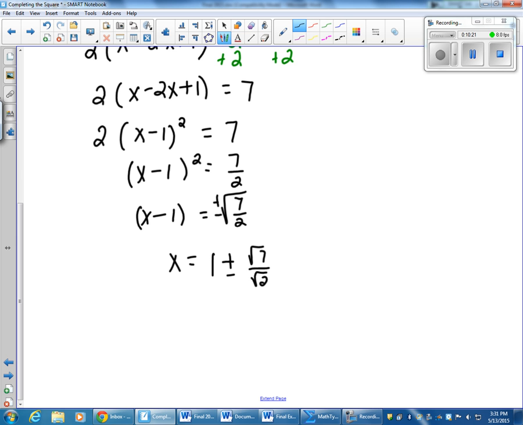We have to rationalize denominators. We don't leave radicals in denominators, so that's why I wrote it separately as square root of 7 over square root of 2. So I'm going to multiply to rationalize. I'm going to multiply both the top and the bottom by square root of 2. So I really multiplied it by 1, so that's okay. So I get square root 7 times square root 2, which is square root 14. Square root of 2 times square root of 2 is just 2. And that's your final answer.